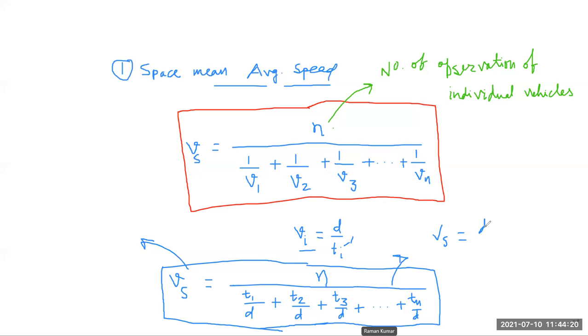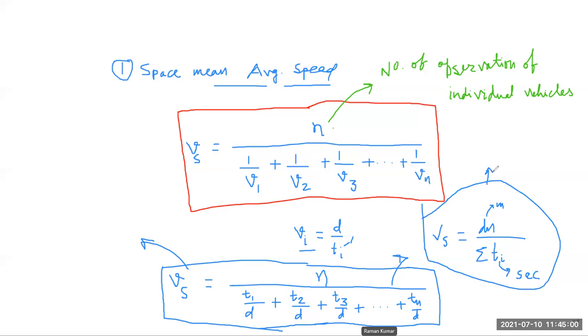d times n divided by the summation of ti. Here all the d comes in the numerator. Vs is equal to summation of d times n divided by summation of ti. If d is in meters and ti is in seconds, then our Vs comes out in meters per second.